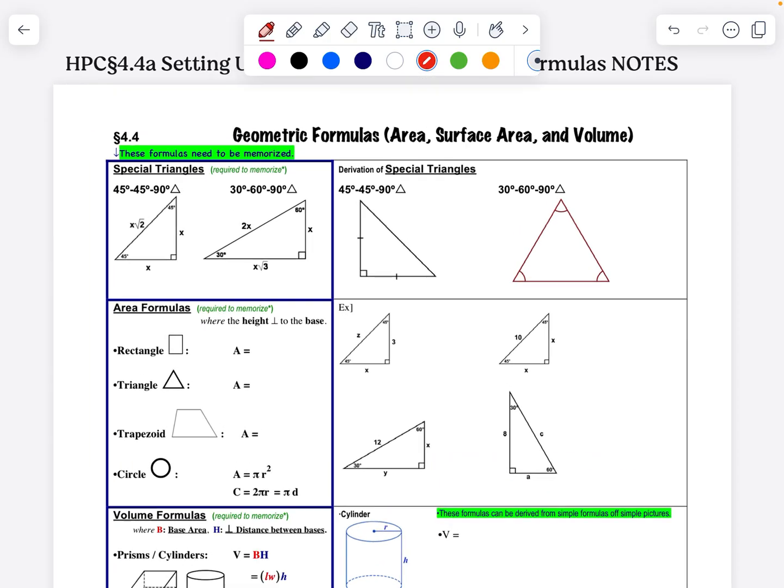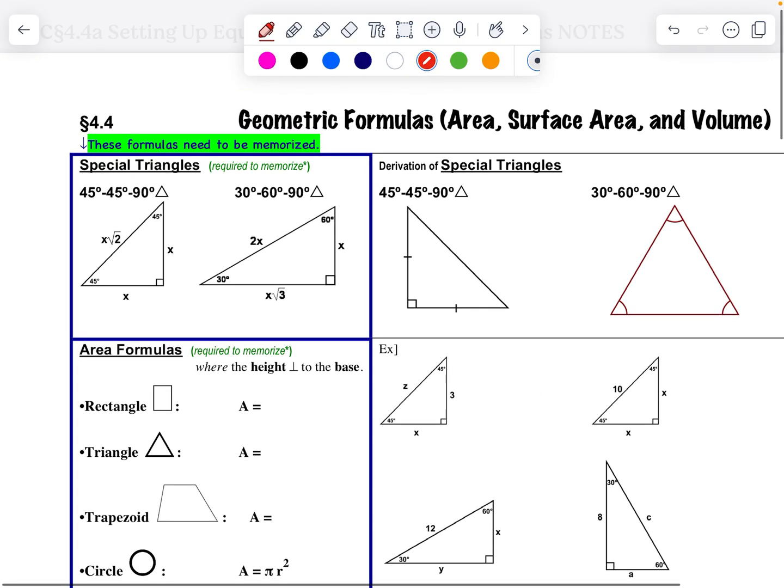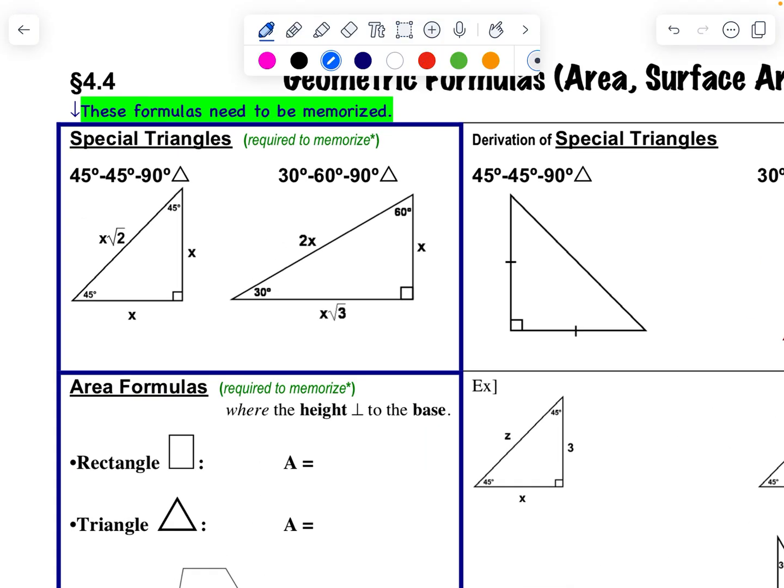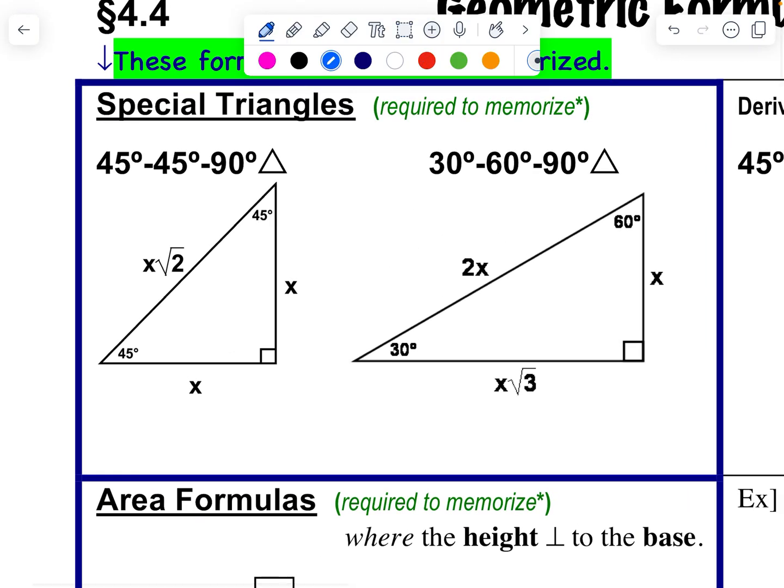In order to do some of our equations, we need to have some background information. I'm going to start here with a 45, 45, 90. The reason I am giving you this is I want you to think about a square. Think in terms of a square, all the sides are equal. So this is where potentially this can come up if they talk about, say, the diagonal of a square.